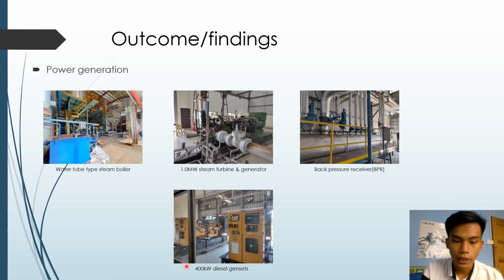Next, the palm oil mill has two diesel gensets with capacity of 400 kilowatts. This generator is used when the palm oil mill is not processing, or also as the backup power system whenever the steam turbine is under full maintenance or has a technical problem.